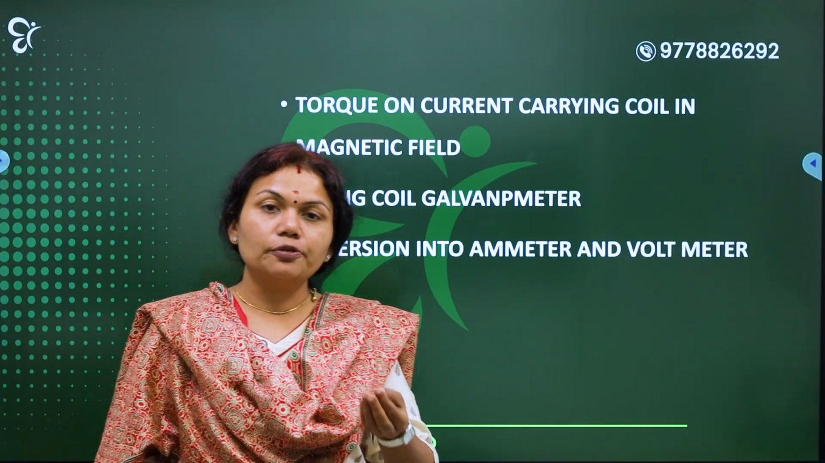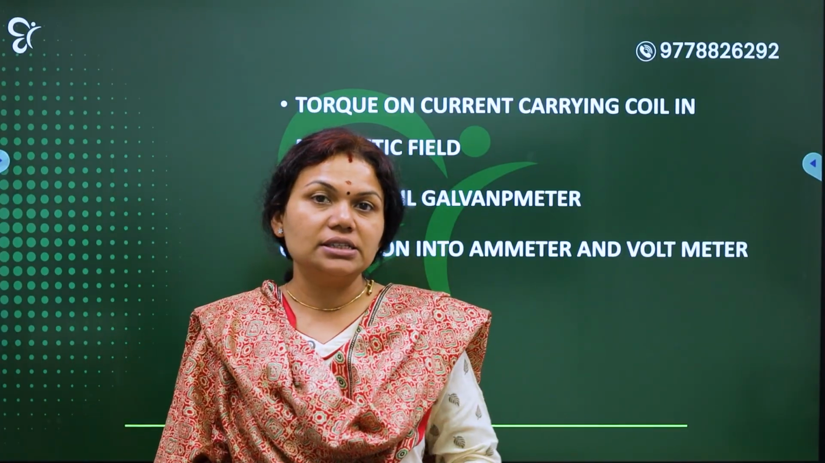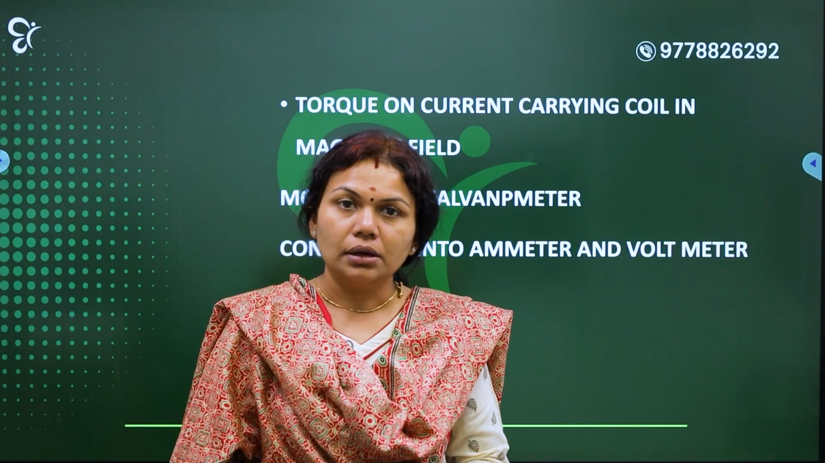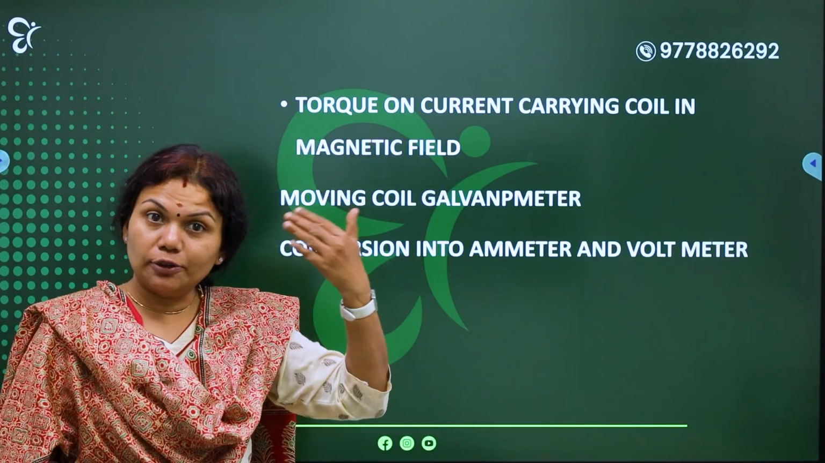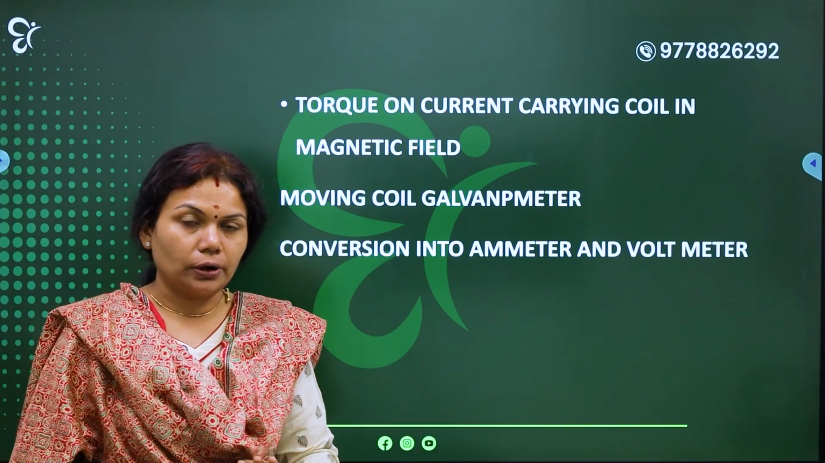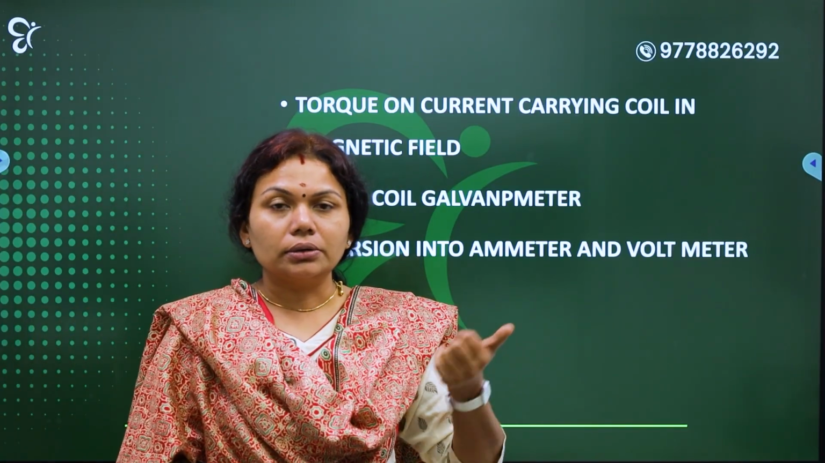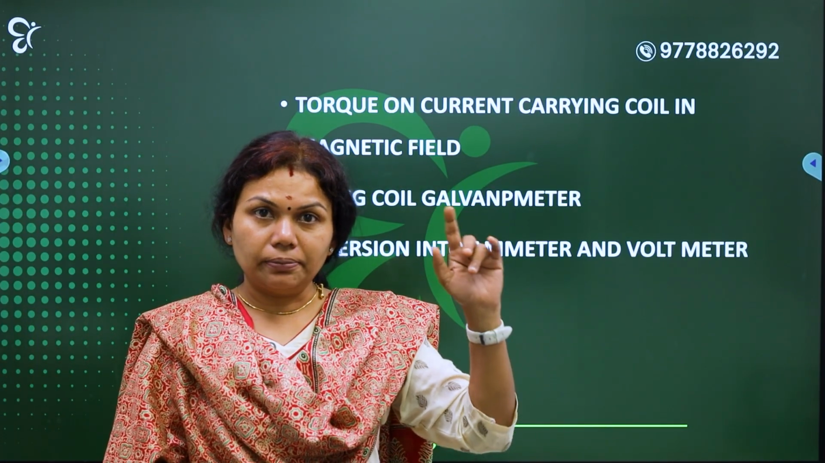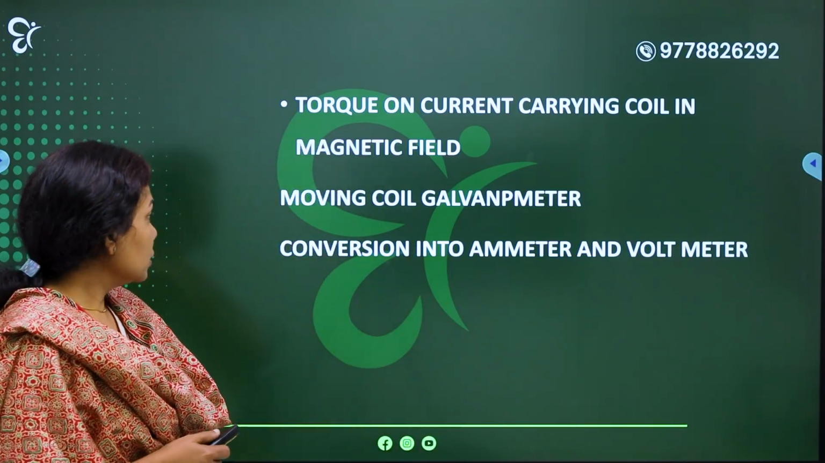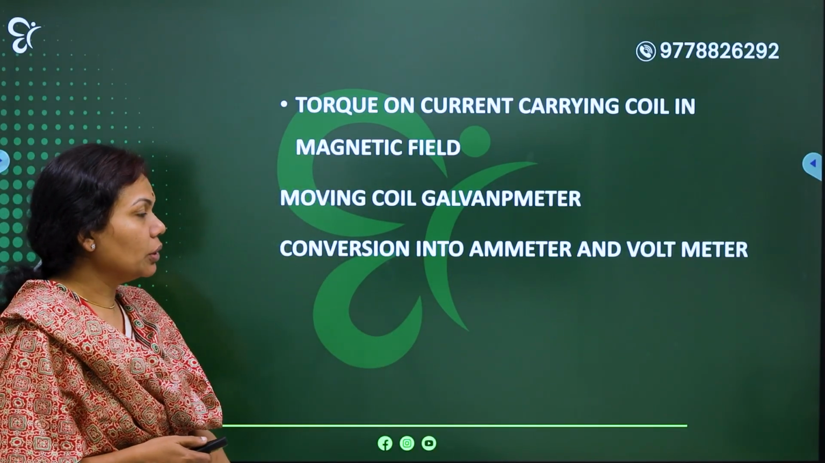And what is the equation for voltage sensitivity? NAB by KR. R is the resistance. And also you should know what is the deflecting torque and what is the restoring torque. Also you should know that deflection is proportional to I. And conversion of galvanometer into ammeter.